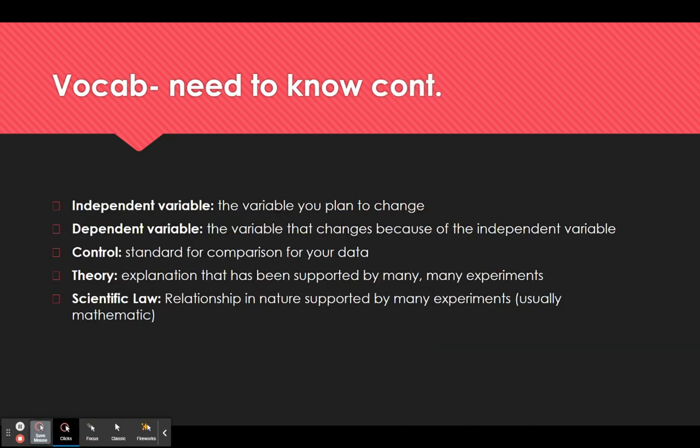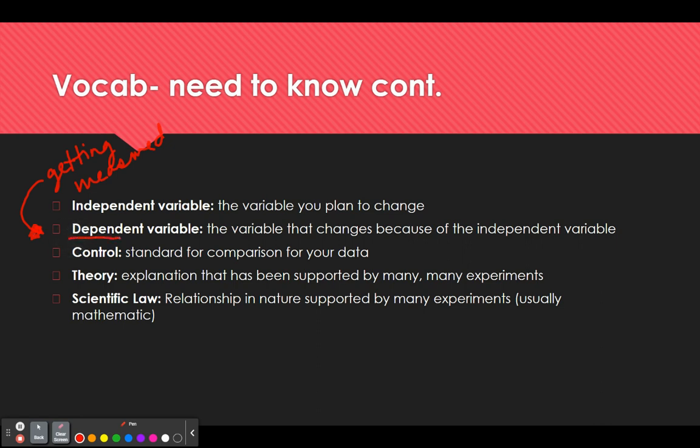So other vocab terms you need to know: the independent variable is the thing that you're planning on changing. This is the thing that's not going to stay the same throughout the experiment. It's the thing you're modifying. The dependent variable then is what you are measuring. This is what's getting measured as a result of the independent variable. So I change something, the results that I get, those measurements I'm making, that would be my dependent variable. It depends on what happens with the independent variable.